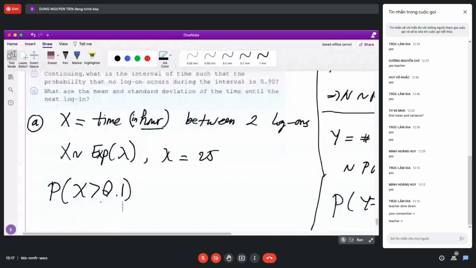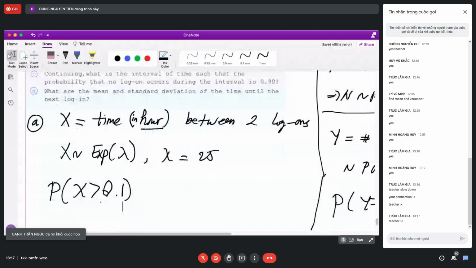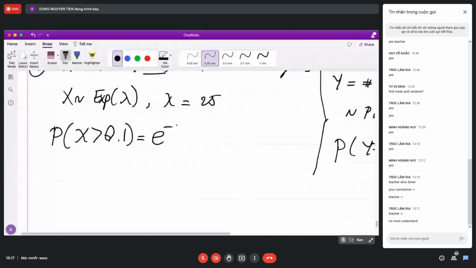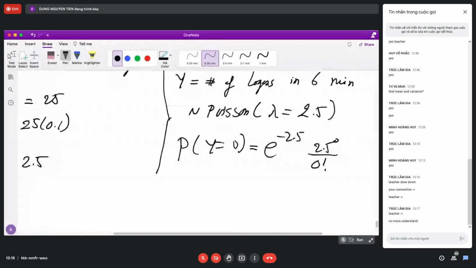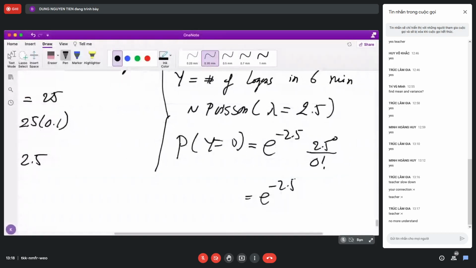I get e to the minus lambda, which is 25 times 0.1, and I should get exactly the same thing. Do you understand? So in this case, I get e to the minus 2.5, the same thing. Is that clear to you? Is that clear, everybody?